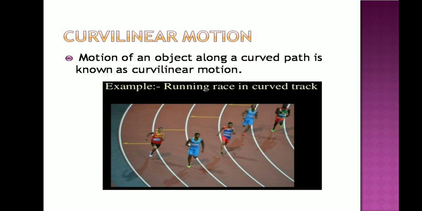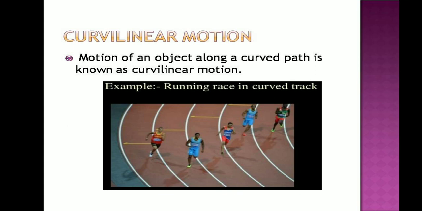Curvilinear motion. First of all, before going to curvilinear motion, I would like you to get to know about translational motion. A type of motion in which all parts of an object move the same distance in a given time is called translational motion. Translational motion is further classified into two types: one is rectilinear motion and another one is curvilinear motion. Rectilinear motion we have already seen. What is rectilinear motion? Motion of an object moving in a straight path is called rectilinear motion.